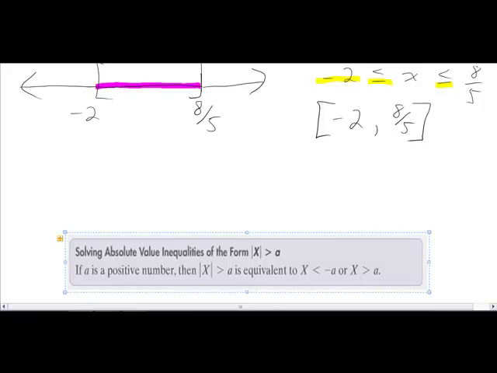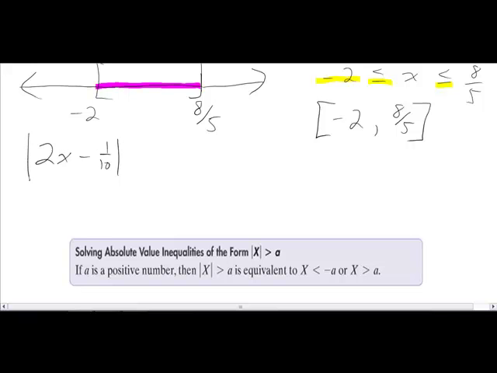Okay. I kind of mentioned this a second ago, but I just don't want you to forget about it, so let me remind you. Let me write one that looks kind of complicated. The absolute value of 2x minus 1/10 is less than negative 13. Let's say I gave you this problem right here.